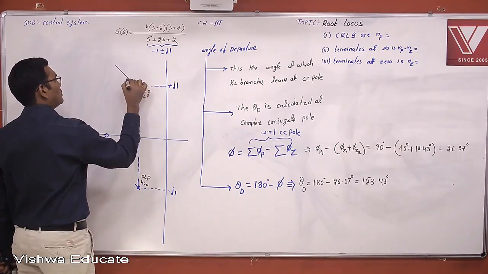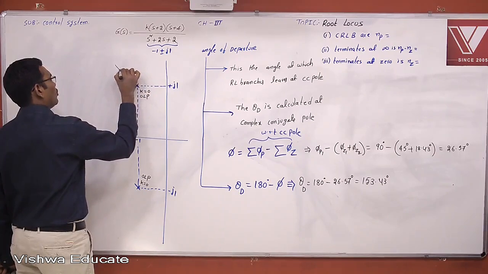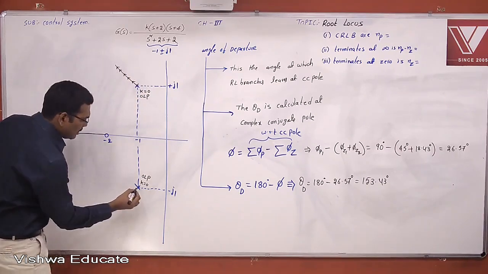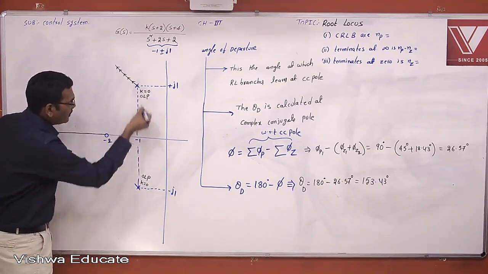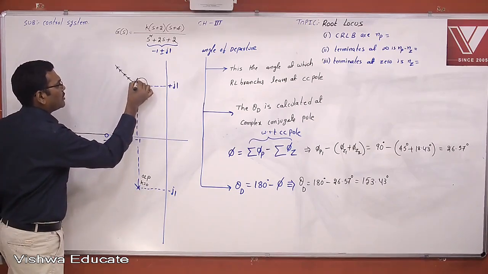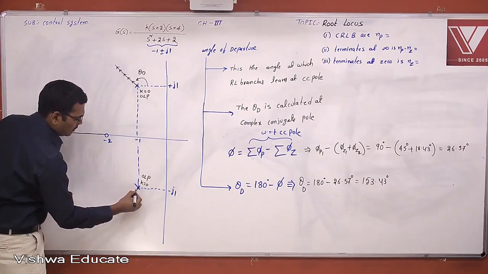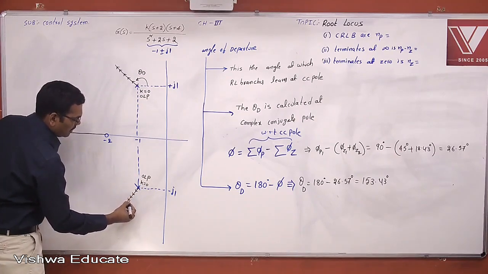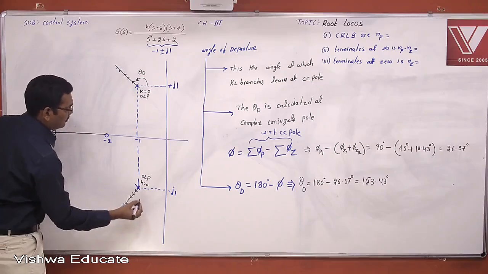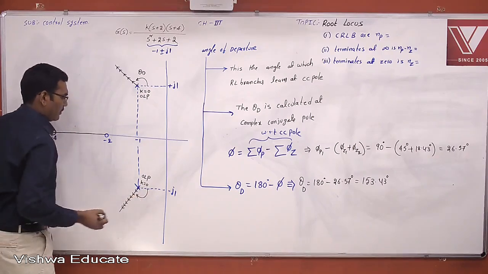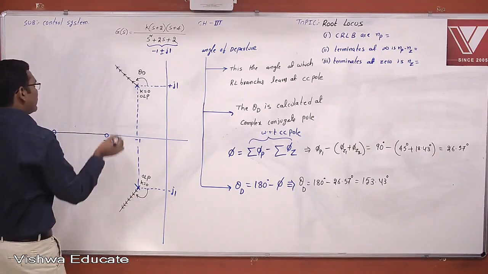Now, this is the angle at which the root locus branch leaves the complex conjugate pole. This is 153 and this is minus 153. This is the angle of departure. Now, as k is changing, the closed loop pole is moving. Now, these are the root locus branches.